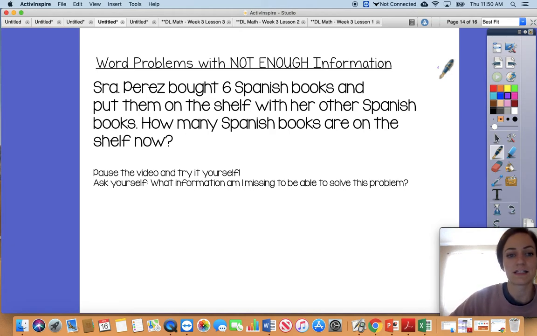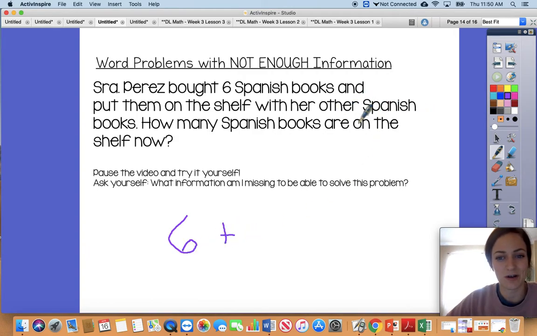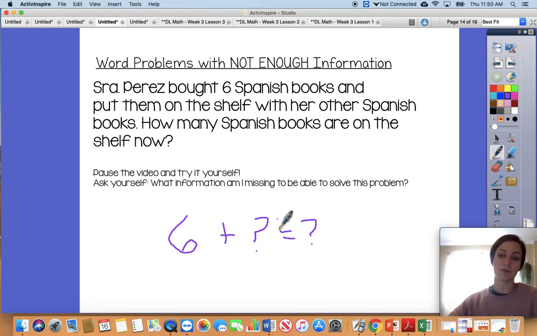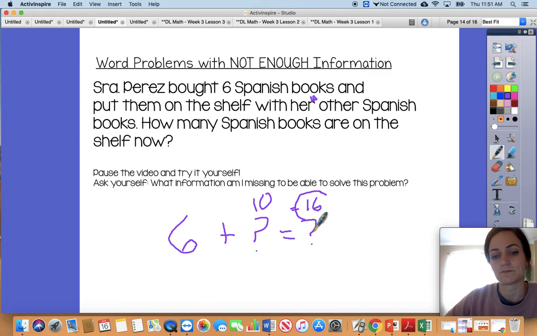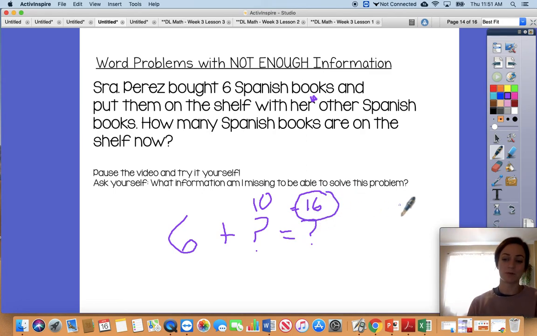All right, so she bought 6 Spanish books and she put them on a shelf with her other Spanish books. But do we know how many that other is? No. And then it asks how many Spanish books are on the shelf now. Well, we can't figure that out because we don't know how many there were to start with. Okay, so this is where you get to make up your own. Let's say she put them on the shelf with 10 other Spanish books. Okay, the 6 Spanish books she just bought plus the 10 that were already on the shelf will give us 16 Spanish books in all. Okay, so you wouldn't have been able to solve that problem because they did not give you enough information.